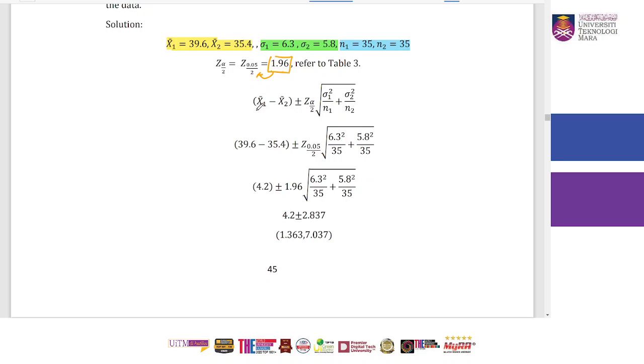So here we can just use X1 bar minus X2 bar, and then just substitute the values into the formula. So this X1 bar goes in here. Okay. And then this one goes here, and this one goes here. So these three parts, this part goes in here. Okay. So once you have these values, just calculate manually and you get the answer to be between these two values.